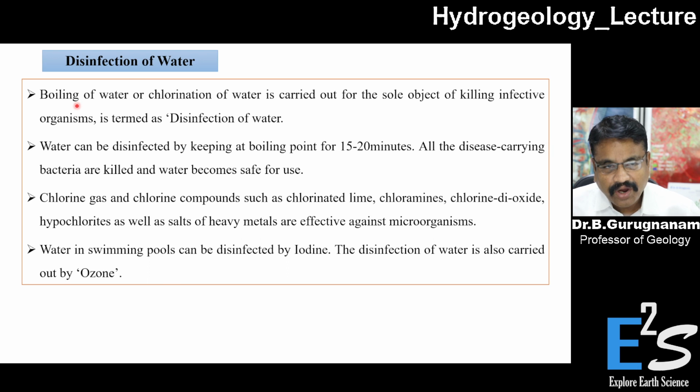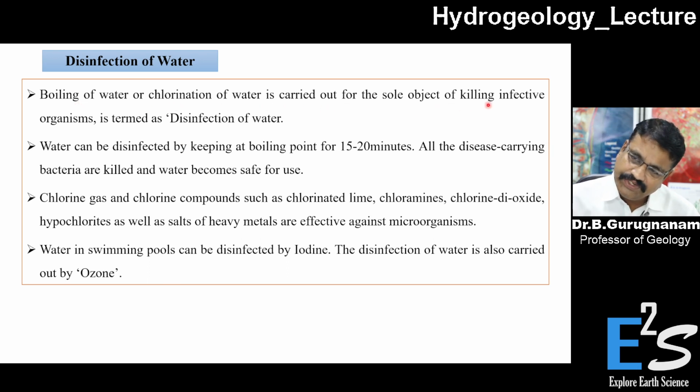Disinfection of water, by boiling or chlorination, is carried out for the sole object of killing infective organisms. When you use this process, this is called disinfection of water. Water can be disinfected by keeping it at boiling point for 15 to 20 minutes. You will have to boil all the water. All the disease carrying bacteria are killed and water becomes safe for use. Mostly educated people do that when they take water. Normally they take it as hot water.